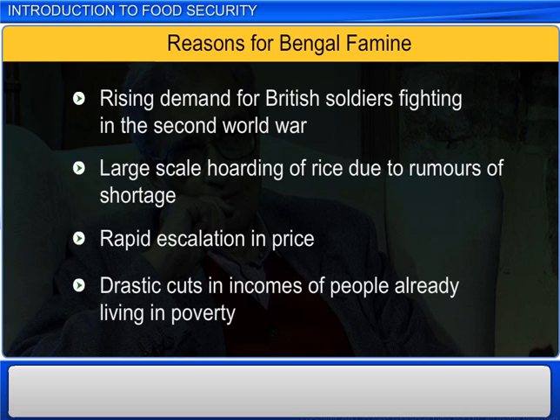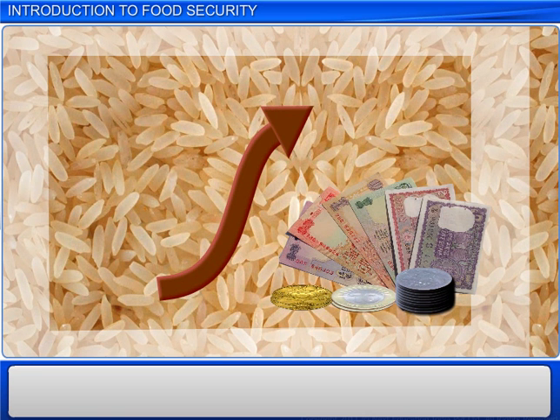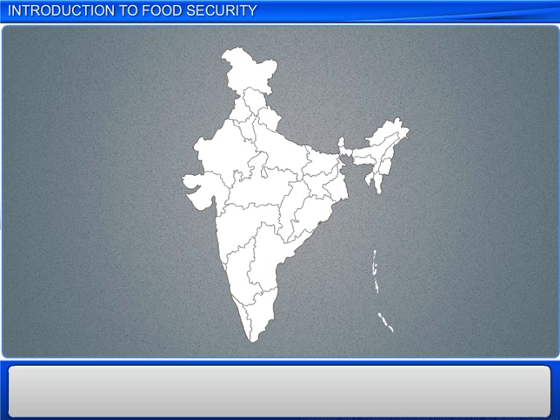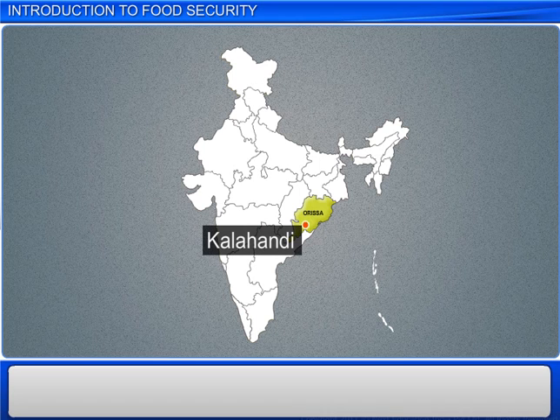In India, deaths due to starvation are often reported from Kalahandi and Kashipur in Orissa, Baran in Rajasthan, Palamu in Jharkhand, and many other remote districts. This makes food security an important concern for us.